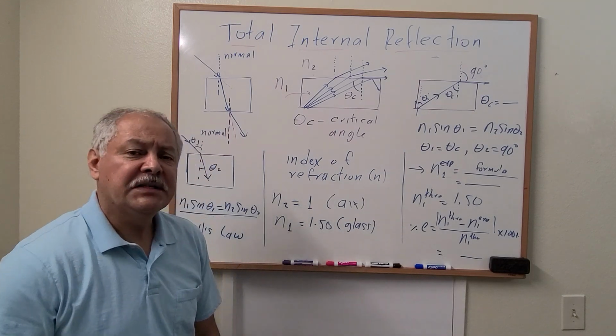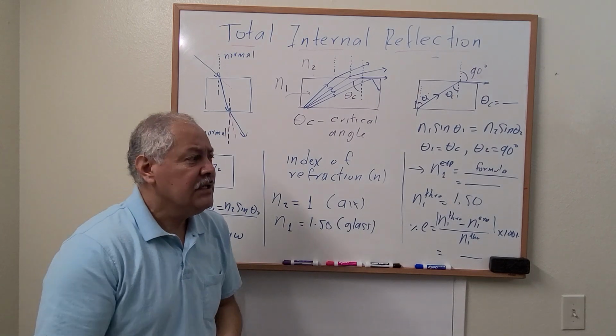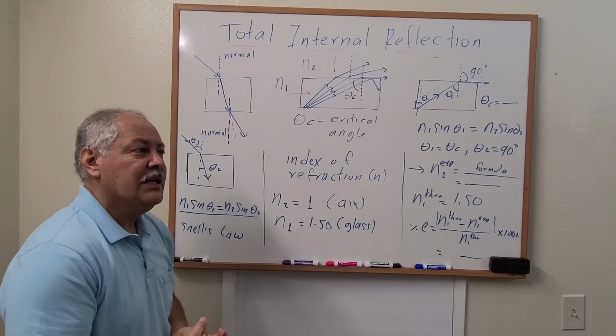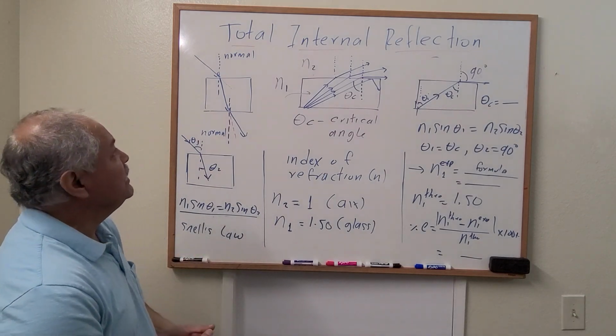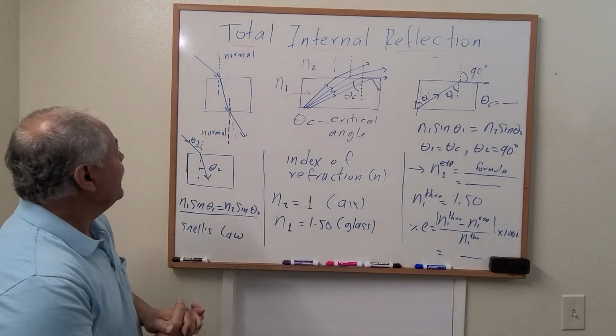Okay, let's go for the next experiment. It's going to be total internal reflection. For this case, let's use a piece of glass and try to reproduce this total internal reflection. From the beginning, let's make an introduction.